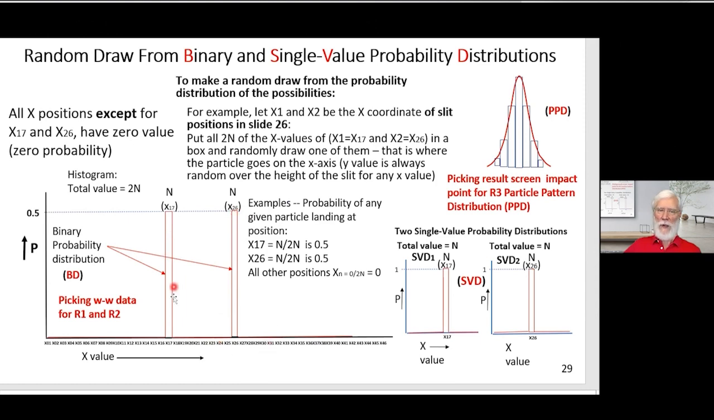Now, you're thinking, what is X17? Well, I just numbered them. I just numbered 0, 1, 2, 3, 4, 5, and this just happened to be 17. So I'm just calling that the X value. And I kept on numbering, and this one was 26.